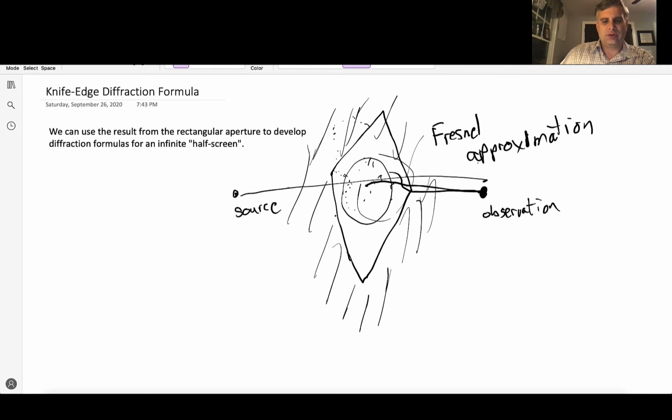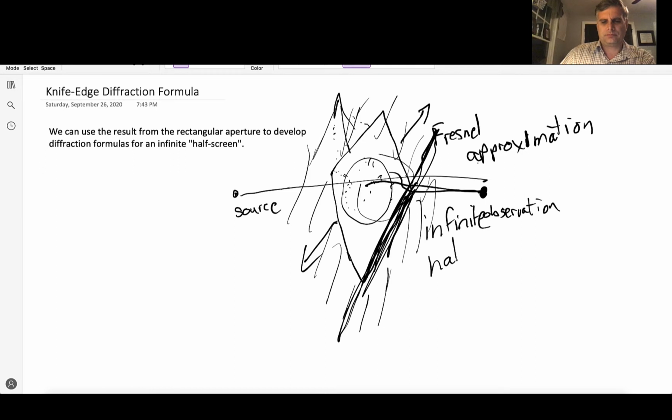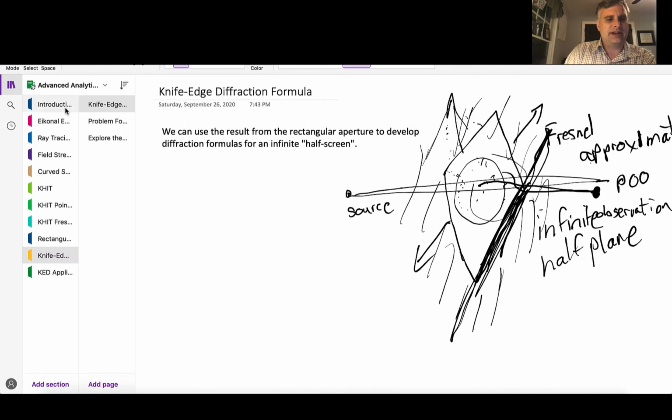So what we're going to do is take this aperture and stretch it infinitely in 3 directions, leaving only one area intact. And what we get is a half plane, an infinite half plane, and we'll be able to estimate the effect of just that diffracting half plane on the signal strength from source to point of observation. So let's go ahead and do that right now.